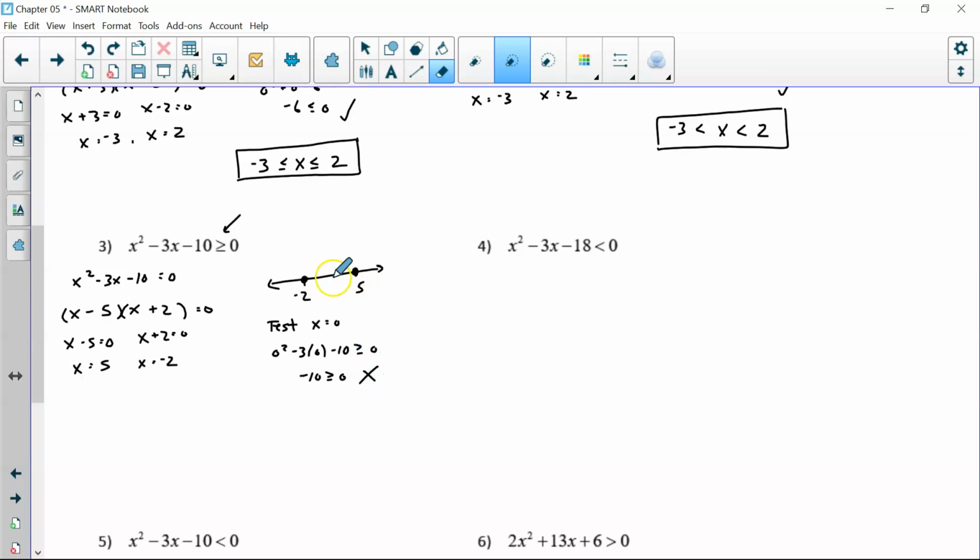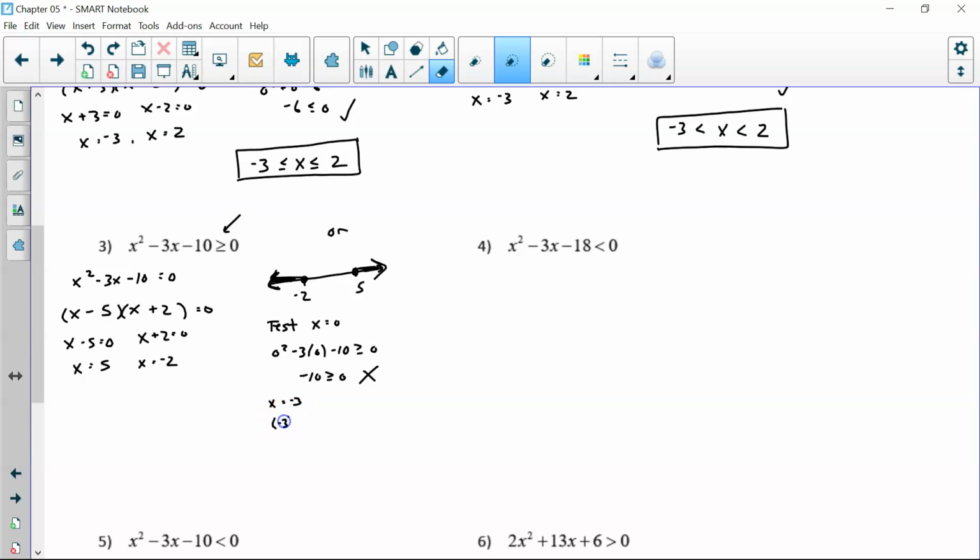That didn't work, so our shading is not going to be in between, it's going to be in the outside regions. It's going to be what's called an OR inequality. Now I'll show you why that's going to be the case by picking a point like negative 3 on the left-hand side.